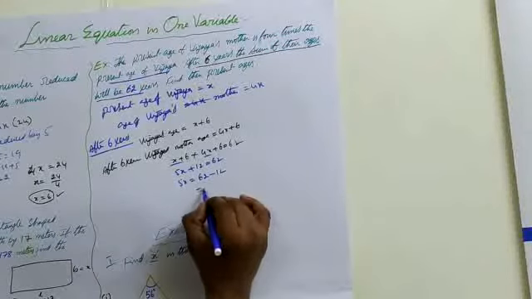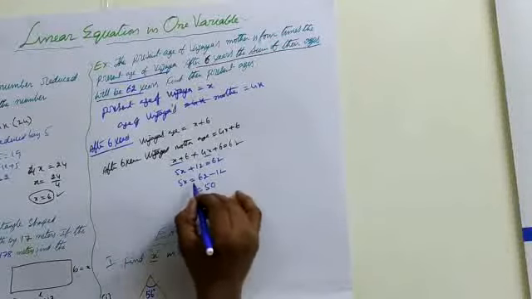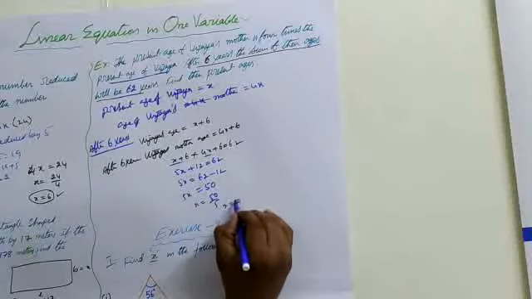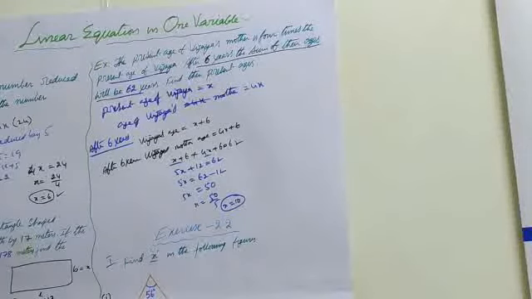That means 50. Therefore 5x is equal to 50, so x is equal to 50 divided by 5. Therefore x is equal to 10.